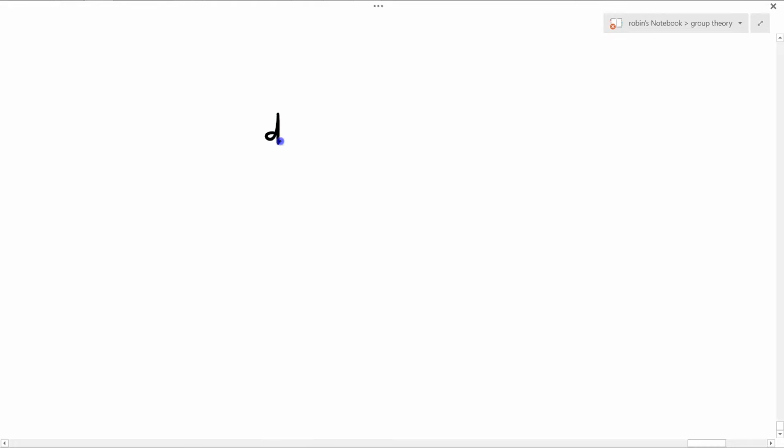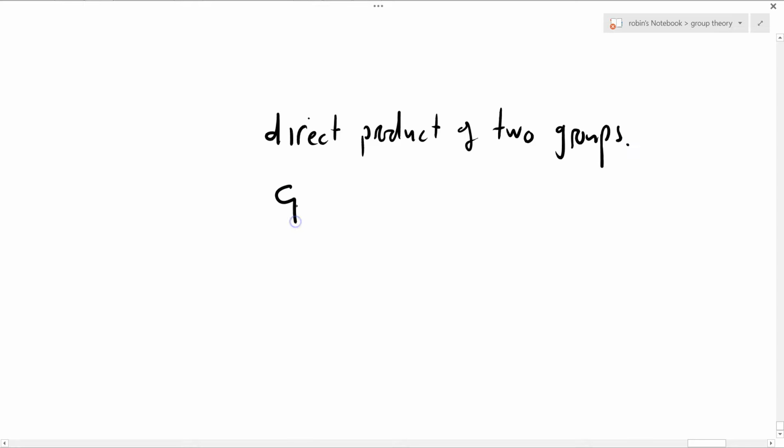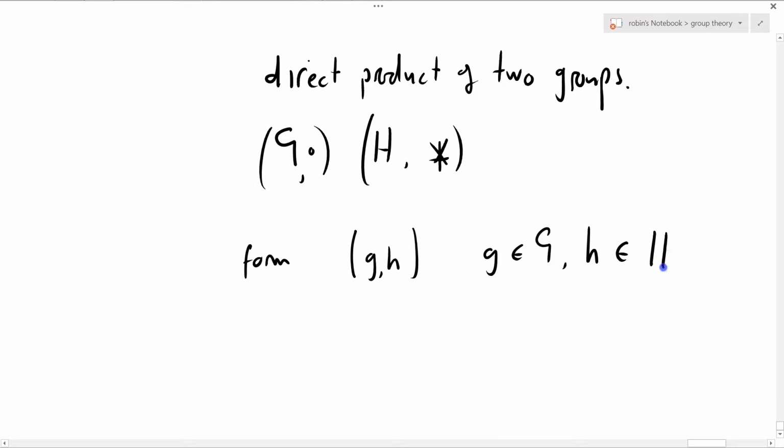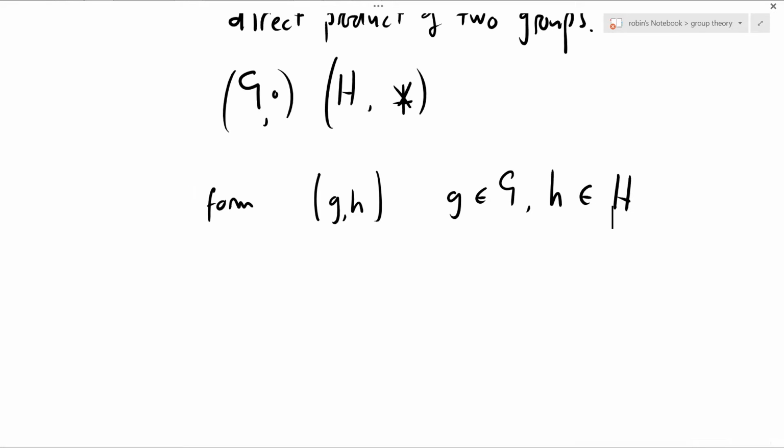Okay, I'm going to talk about the direct product of two groups. Suppose we've got a group G and a group H. I'm going to write the operation with a little circle, and for the other I'll write it with a star. What I'm going to do is form ordered pairs (g, h), where g is a member of the set G and h is a member of the set H. And I want to multiply these together.